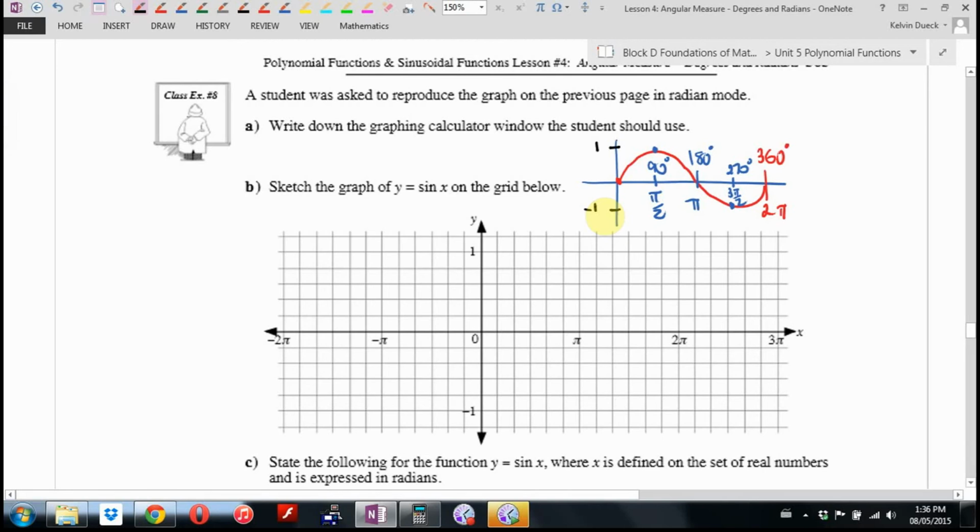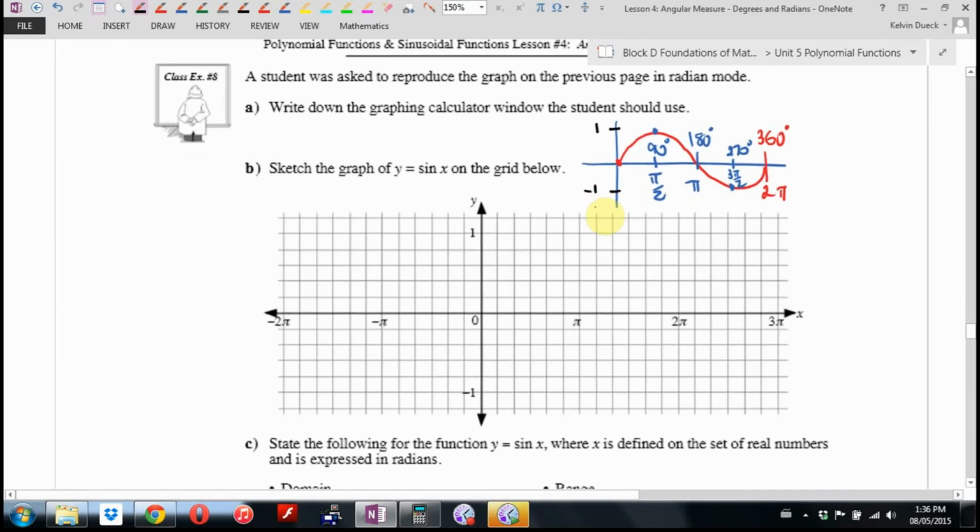Okay, maybe 0, but if it has a range of 0, it has no height. What's the next nicest number to do arithmetic with after zeros? 1s and negative 1s. So I'm going to leave that sketch there. We're going to do it in more detail later on. But B says, sketch a graph of sine x on the grid below. We're going to do this without our graphing calculators, and we're going to do this by saying, hey, I know that point. Put a dot there.